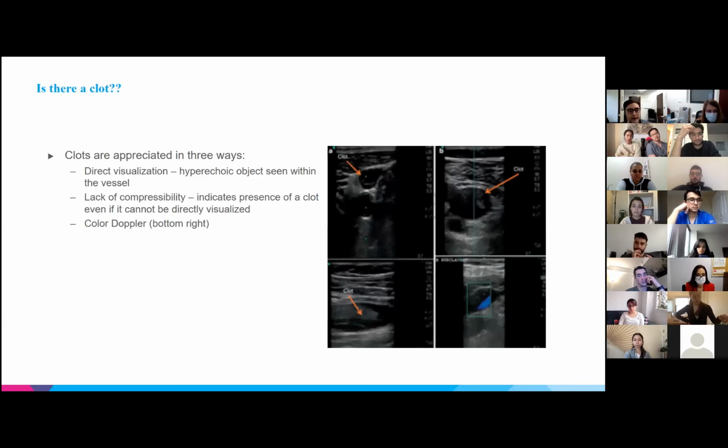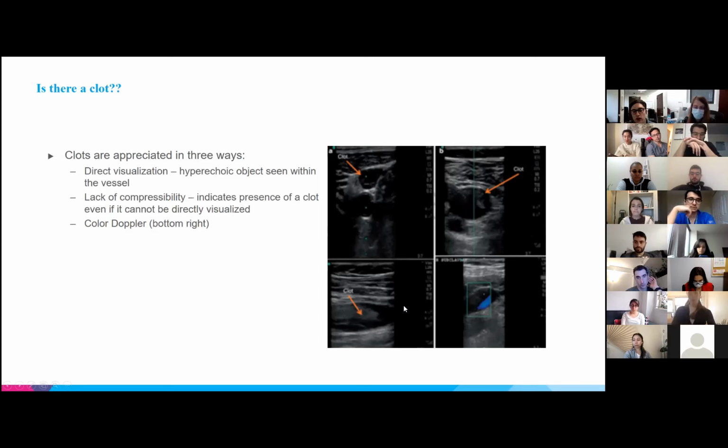So in terms of identifying a clot, right? So really there's three ways we can appreciate a clot. The most hopeful way that we can do it is by direct visualization. And in those instances, there are going to be hyperechoic objects seen within the vessel. You can kind of see here, right, and here. And this is a longitudinal view where you can see the clot all here.